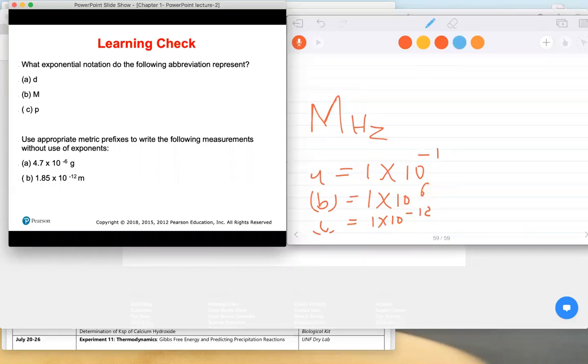For question 2, use the appropriate metric prefixes to write the following measurement without the exponent, all right? Is there a chart in Canvas with all these prefixes? I'm gonna put it for you, the complete table of prefixes.